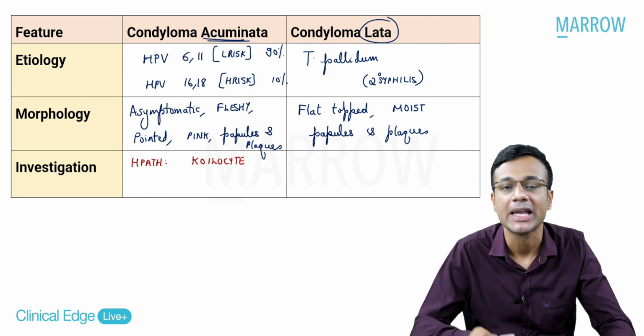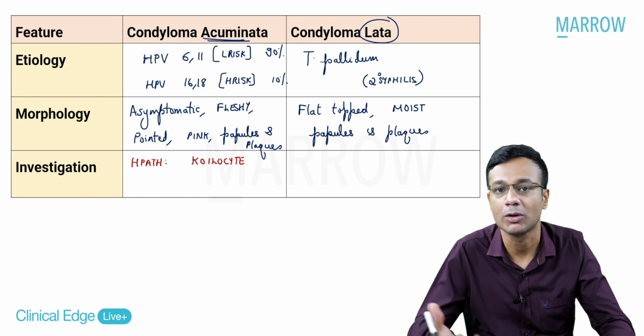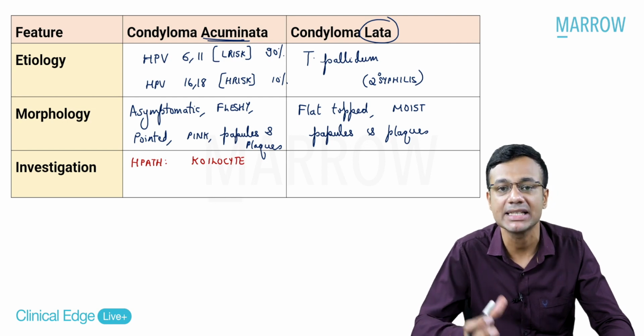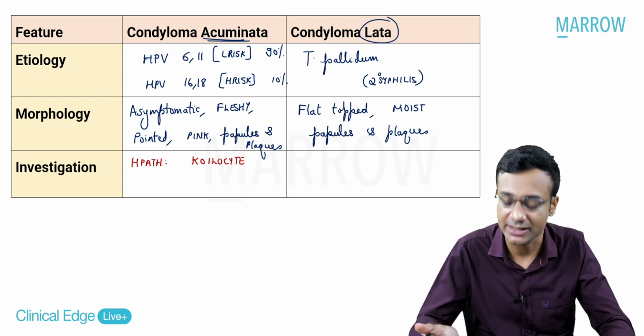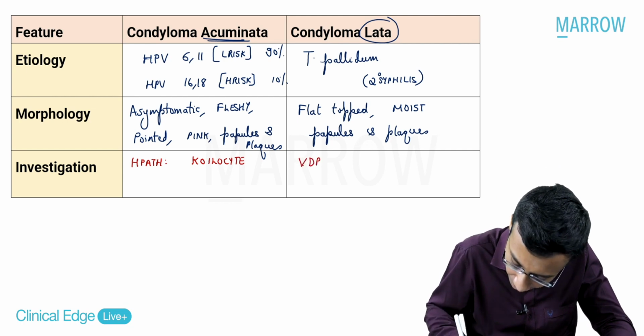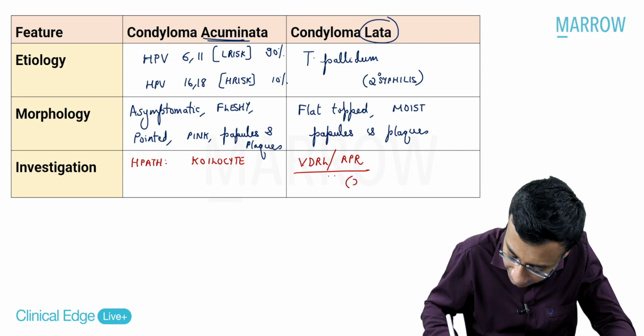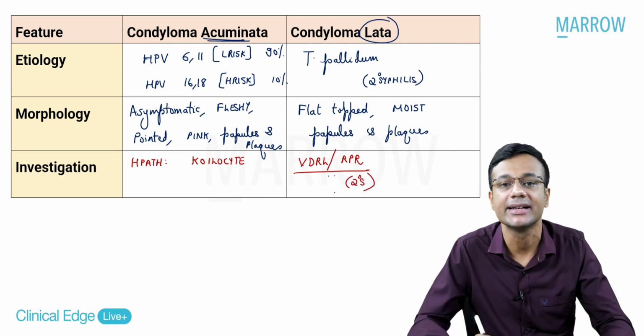That is a koilocyte. Whereas when we are talking about condyloma lata, we are talking about secondary syphilis. And please remember, students, the best investigation in a patient of secondary syphilis is VDRL or RPR. So VDRL or RPR is the best investigation for secondary syphilis.